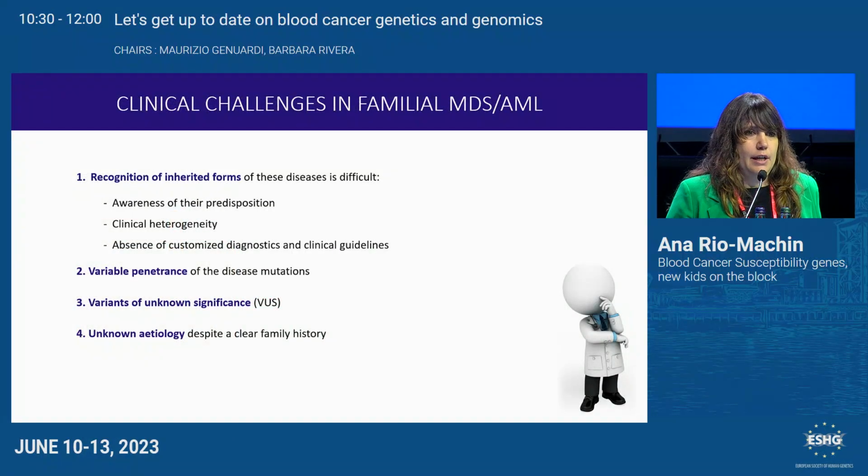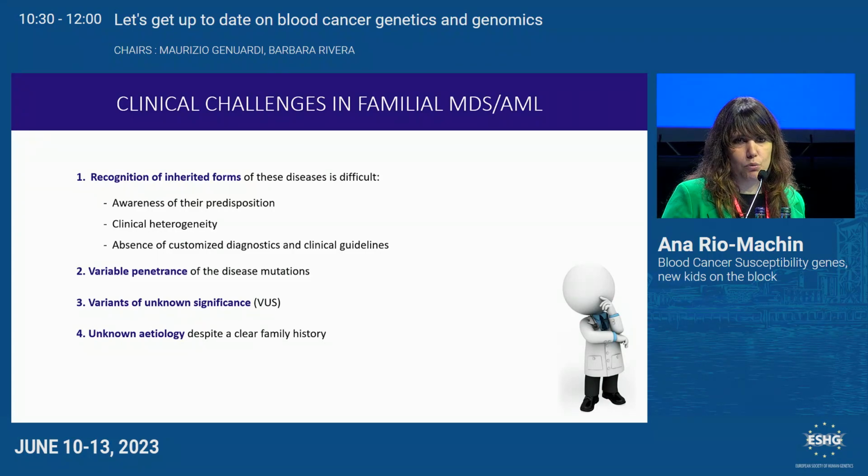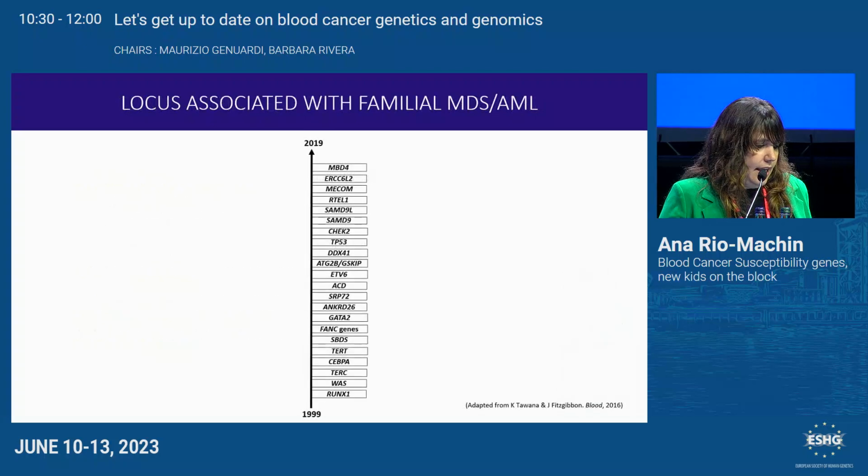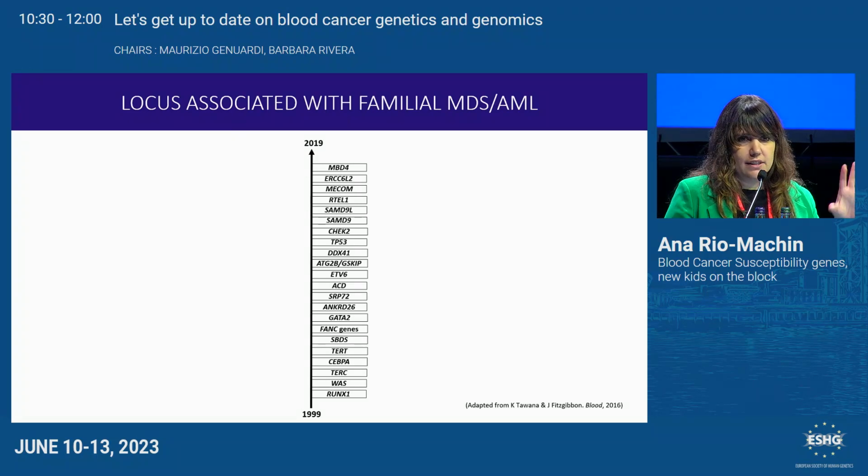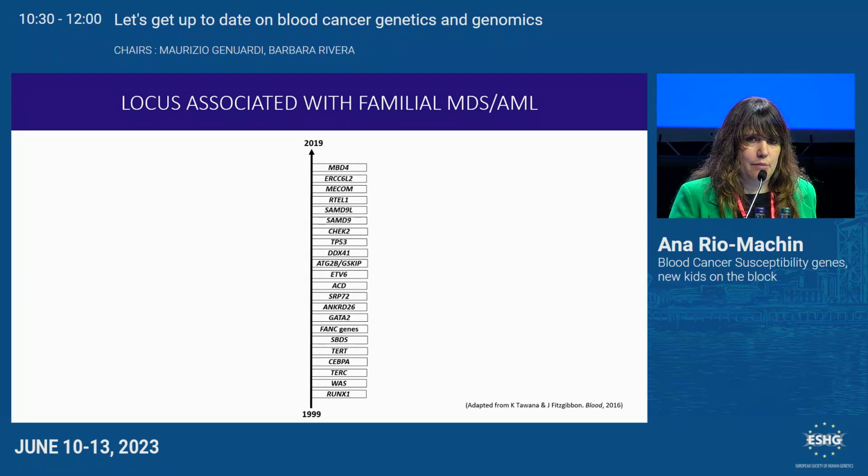Then we have lots of families that, despite a clear family history, don't have any germline variant in the known genes. They may represent around 40% of these families. Obviously the management of these patients is really challenging, because we don't have anything to offer. I will discuss later what we can do. To simplify, there are many other genes that have been associated in some pedigrees, but we can't consider these genes as the very well-known genes associated with familial MDS-AML.